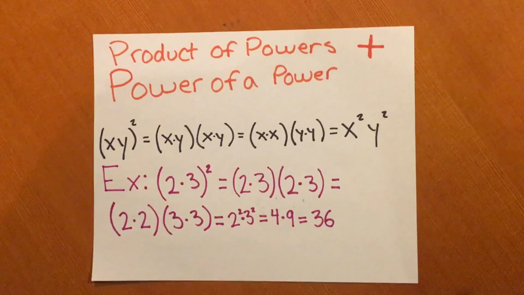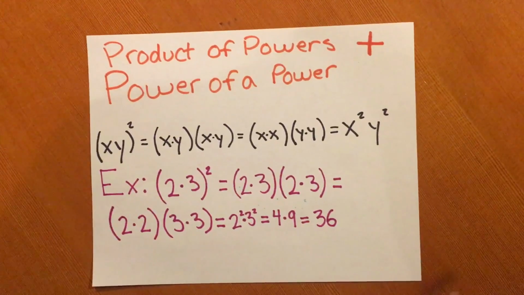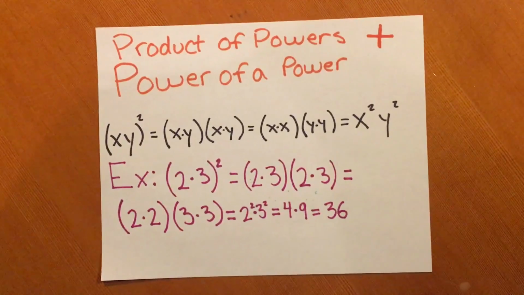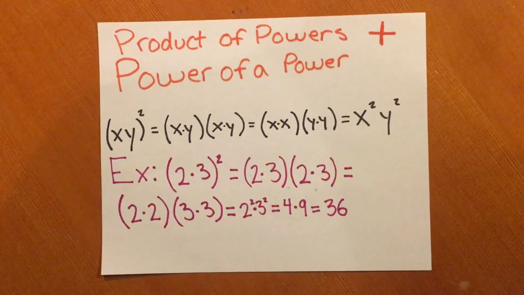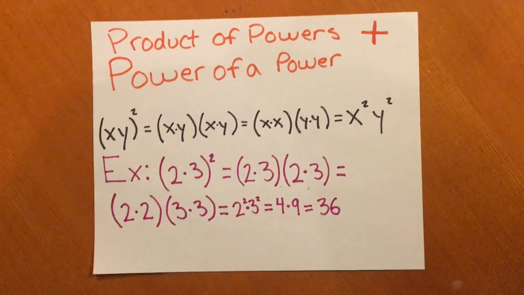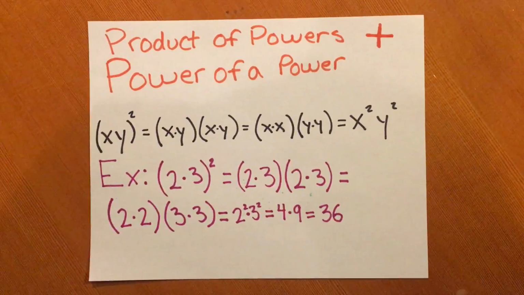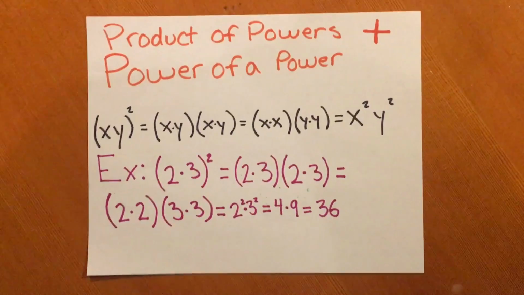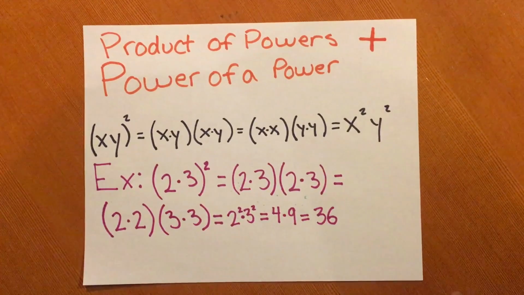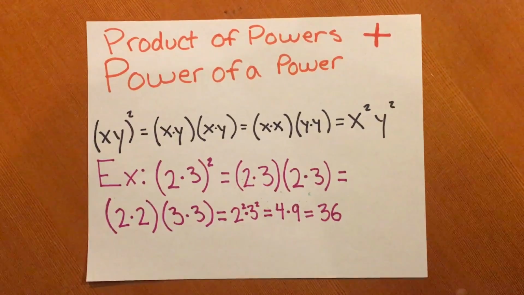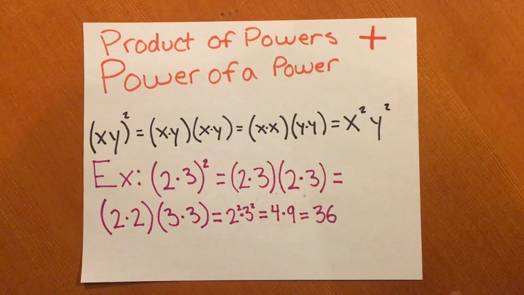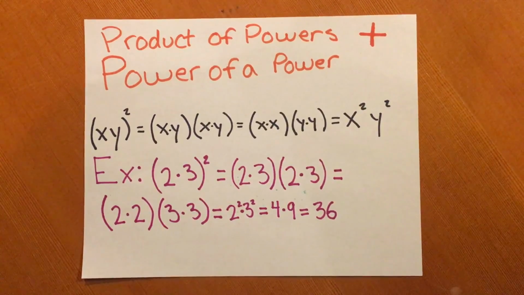Product to a power. When you have two base numbers multiplied inside parentheses raised to an exponent, you apply the exponent to both numbers. For example, we have x times y in parentheses raised to the power of 2, which equals x times y times x times y, which is the same as x to the second times y to the second.